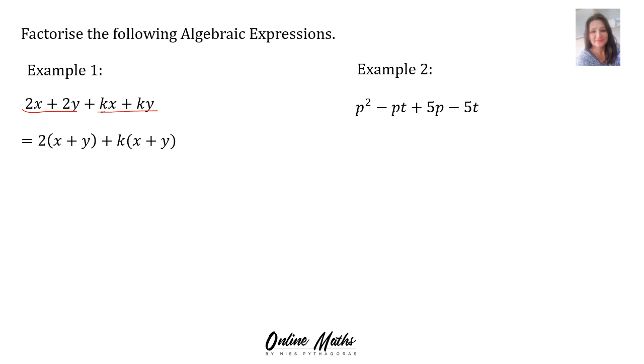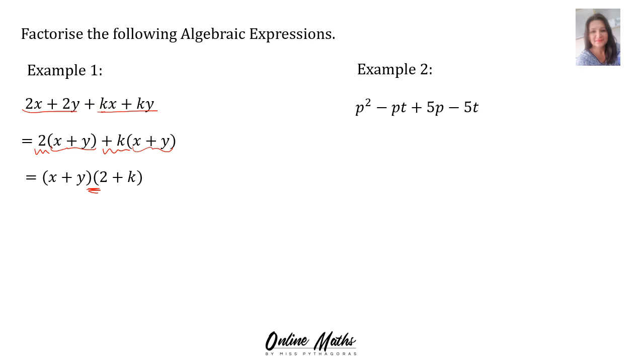And then you will see that this bracket x plus y repeats. So now you can take out the whole bracket x plus y, and then you are left with 2 plus k. And please note there's no sign between the 2 brackets.